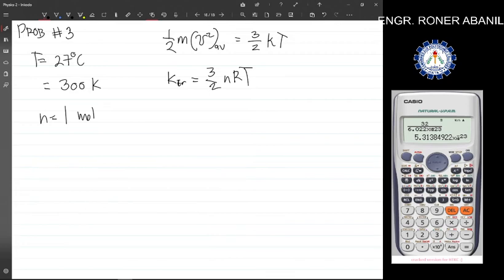Tapos, para sa RMS naman, pwede natin gamitin yung formula kanina. Yung V RMS is equal to square root of the velocity squared na average. Yan. Pwede natin gamitin yan.